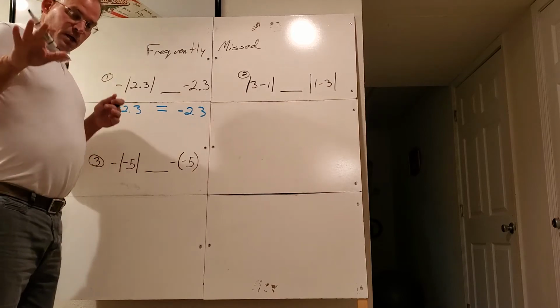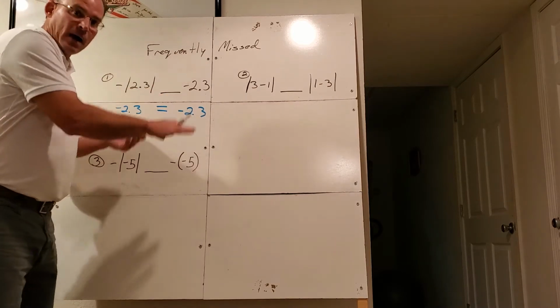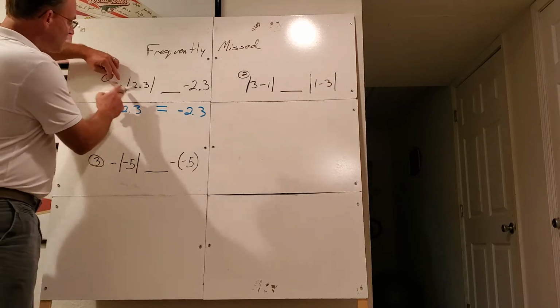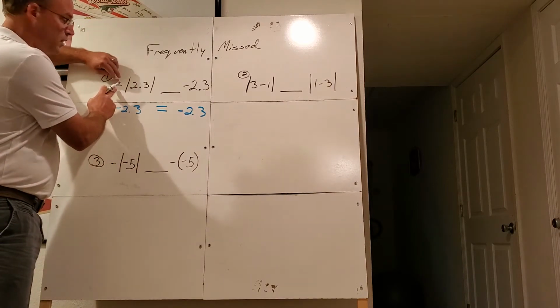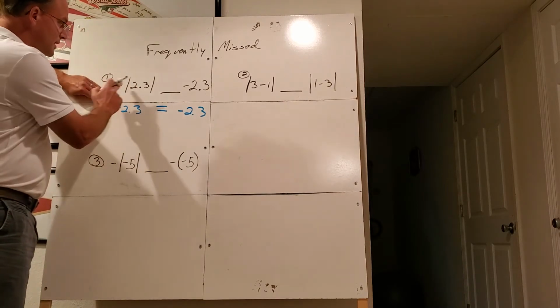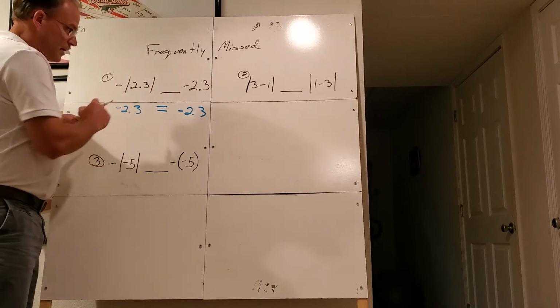Don't argue with me and tell me that absolute value always changes it positive, okay? The negative sign's out front of the absolute value here. So this is positive 2.3. This is the opposite of that, negative 2.3.